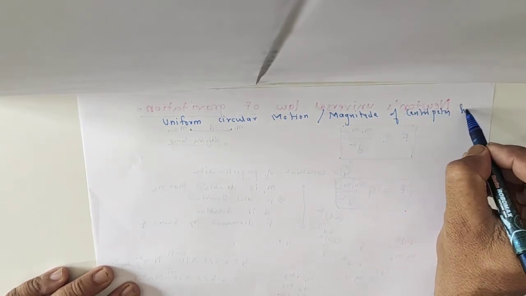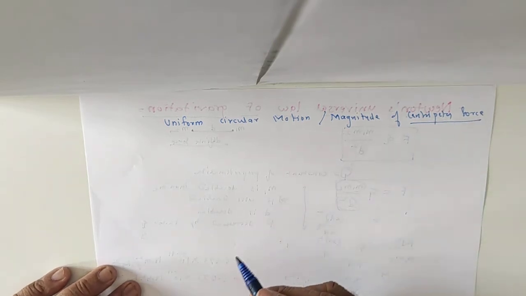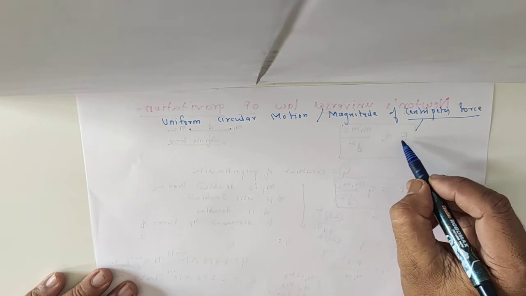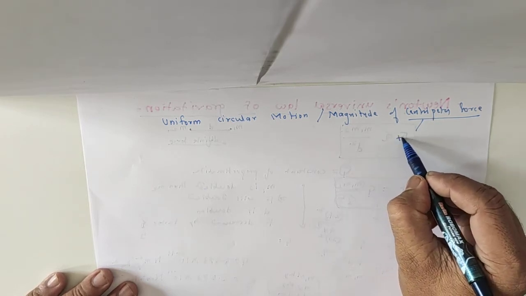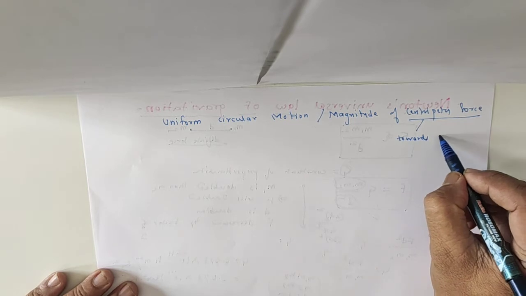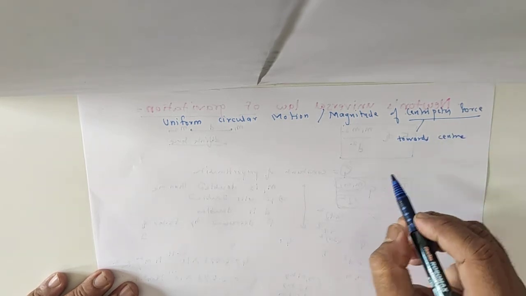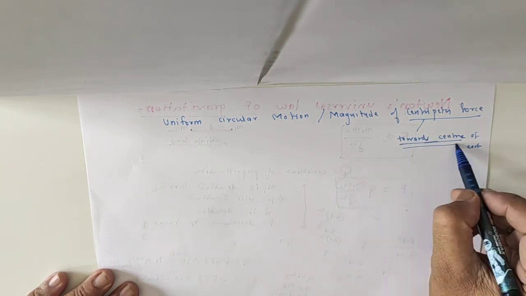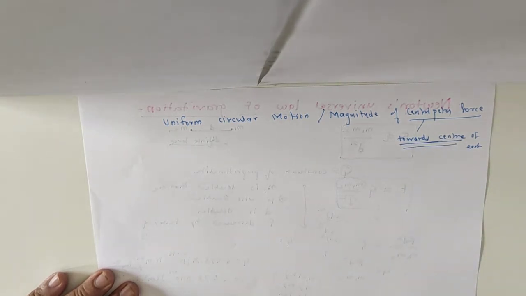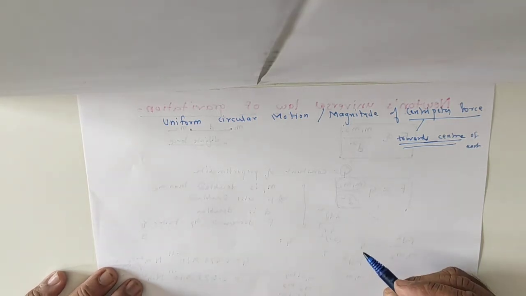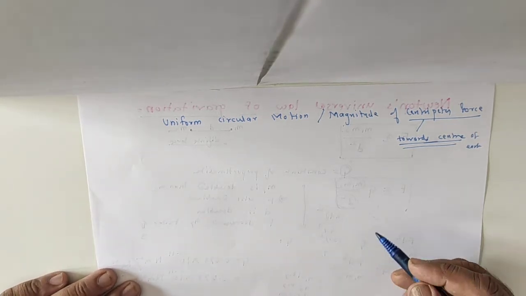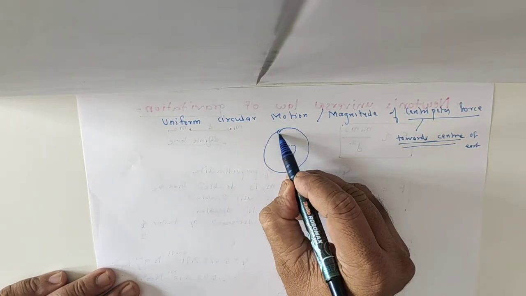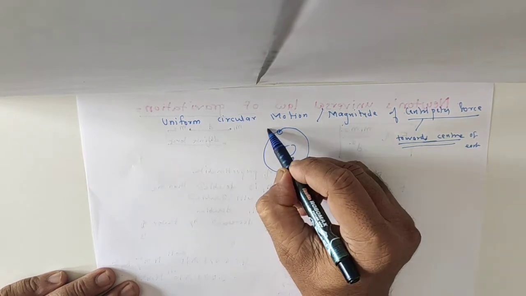As we know about centripetal force, what is the meaning of centripetal force? Centripetal force means center seeking force. Means this force acts towards the center of earth, of circle, whatever it may be, but towards the center. The centripetal force acts towards the center. Here the centripetal force, if we consider for a planet and the sun, this is the sun, and this is the planet.